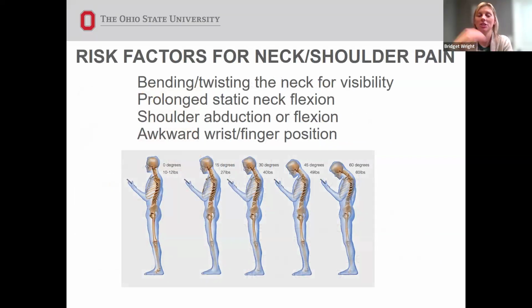Additionally, we have some risk factors that might promote neck and shoulder pain. This wouldn't only be things that we do at work, although there are plenty of things in the dental profession where we're having our head tilted forward, causing neck flexion for static or prolonged time. But also, just like this picture is depicting, looking down at our phones all of the time.